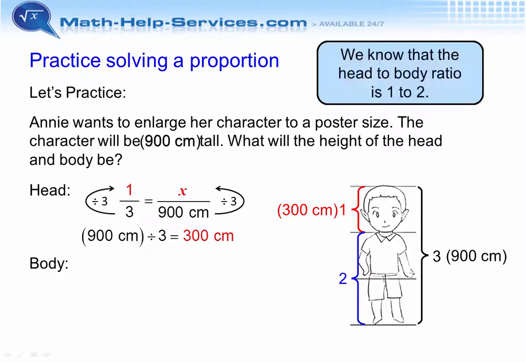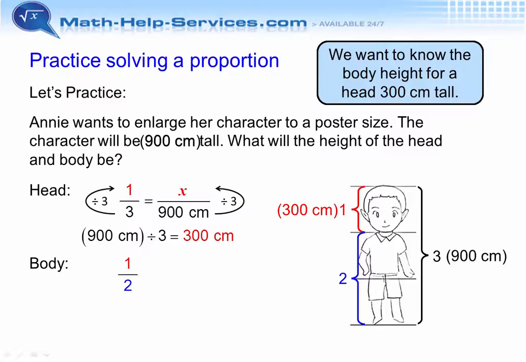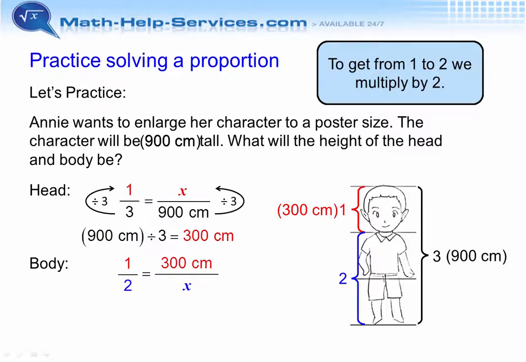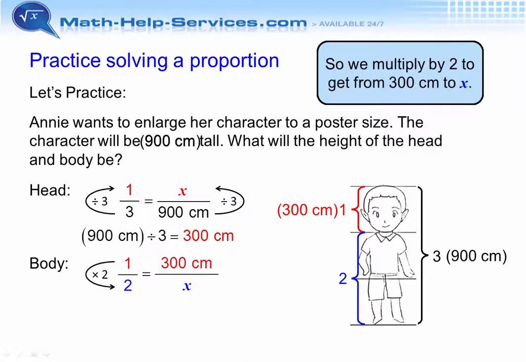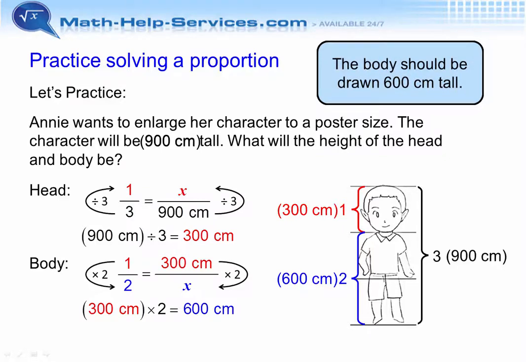Now for the body. We know that the head-to-body ratio is 1:2. We want to know the body height for a head 300 centimeters tall. So our proportion would look like this. 1:2 equals 300 centimeters to x. To get from 1 to 2, we multiply by 2. So we multiply by 2 to get from 300 to x. Multiplying, we get 600 centimeters. So the body is 600 centimeters tall.